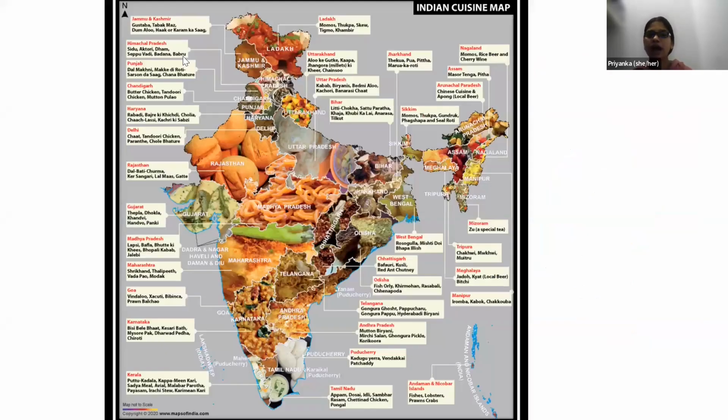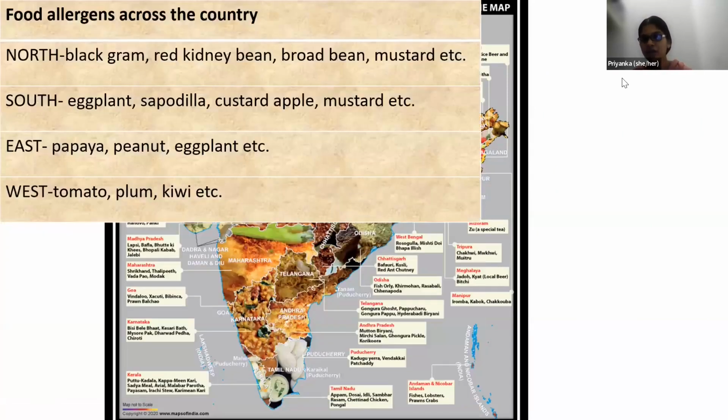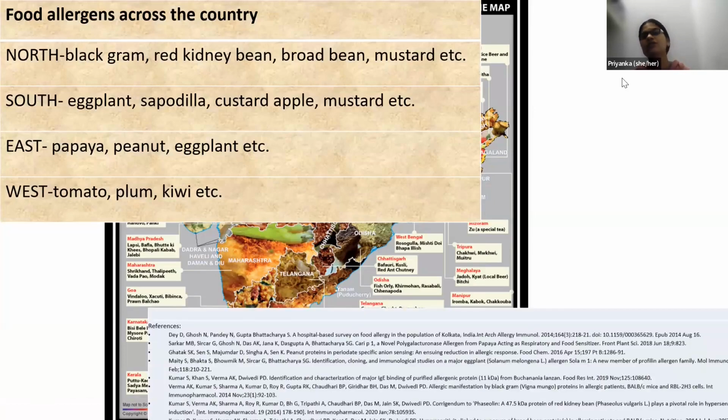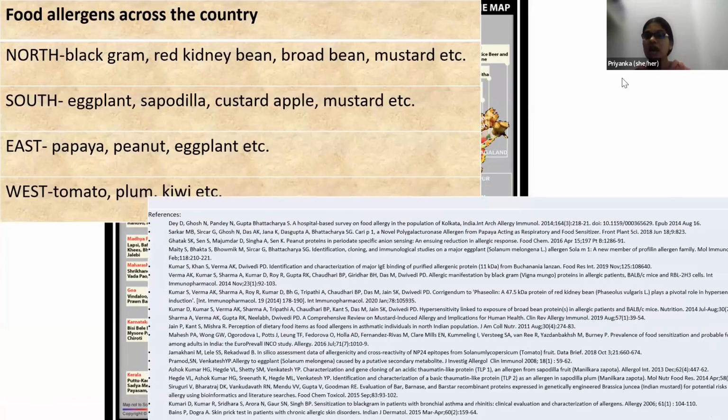So we can see the map of India with 28 states and different union territories. You can see different states have different cuisines. Each and every state follows its own diet and it varies across India. So based on literature, we have collected a few food items from different regions of India, from the northern, southern, eastern and western parts of the country, and most of these food items are reported by patients in the literature.